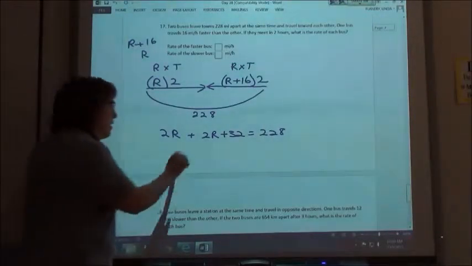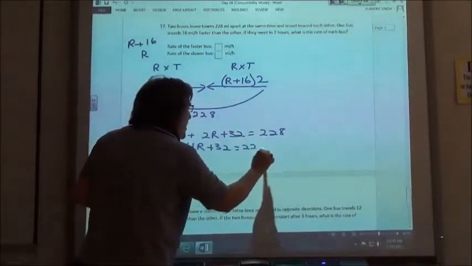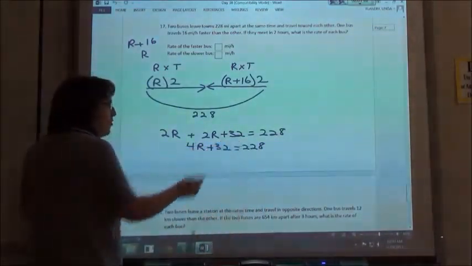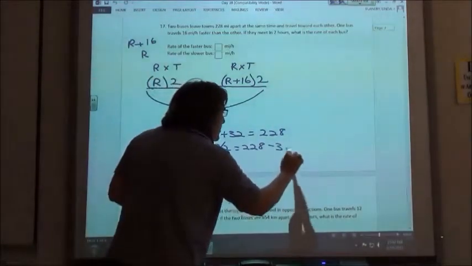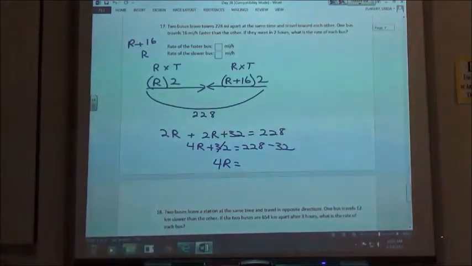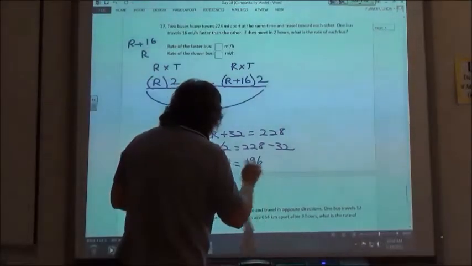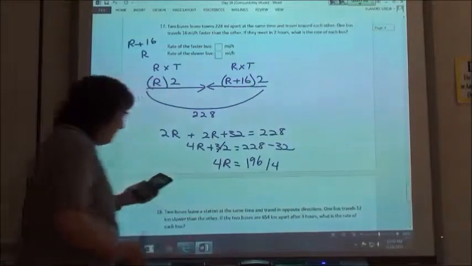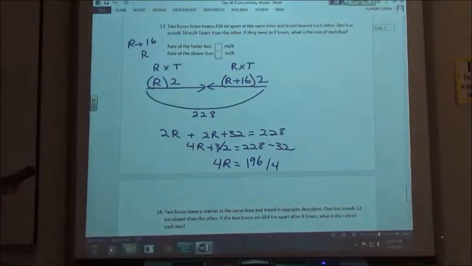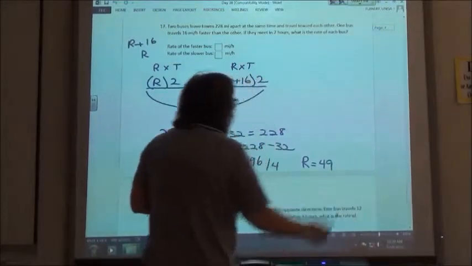2r plus 2r, 4r plus 32 equals 228. I've got to move my 32 to the other side, so I'm going to minus that 32. Just to make sure I don't make a silly subtraction error, I'm going to do it on the calculator. 228 minus 32 is 196. And then, of course, I have to divide that by 4. 49. So r equals 49.